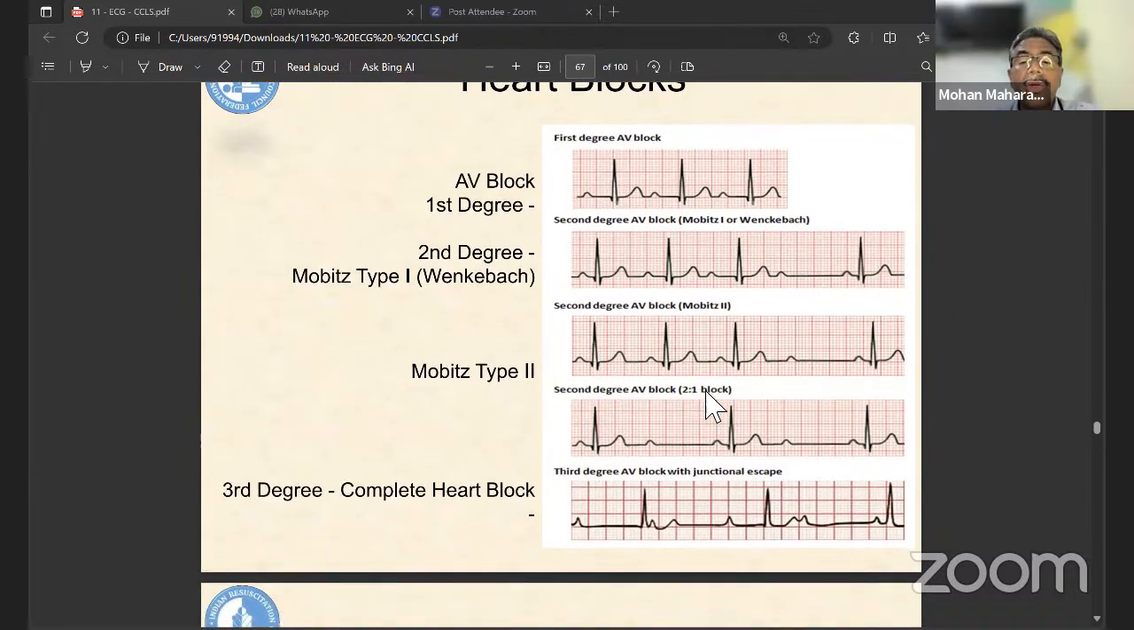And look at the 2:1 block. What happens is that with every alternate QRS there is a drop in the QRS in second degree block. There's no electrical activity going to the ventricle. The P wave is there, but there's no QRS. Every alternate one, it's called 2:1 block.